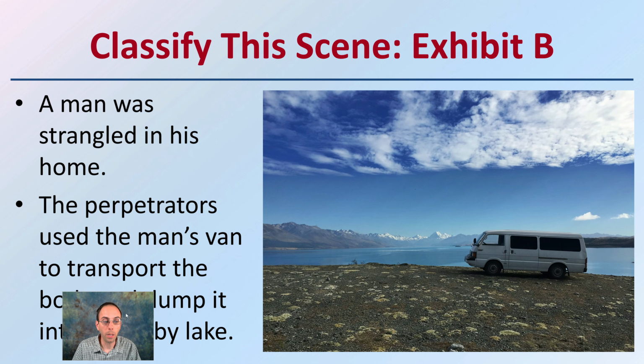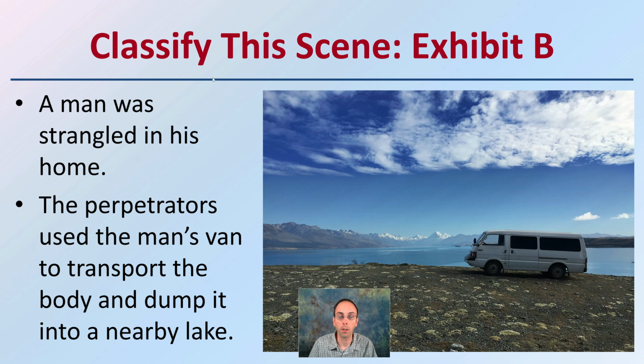For Exhibit B, looking at this scenario, a man was strangled in his home. The perpetrators used the man's van to transport the body and dump it in a nearby lake. How do we go about the classification of this scene as Exhibit B? Pause the video here before I reveal the answers.